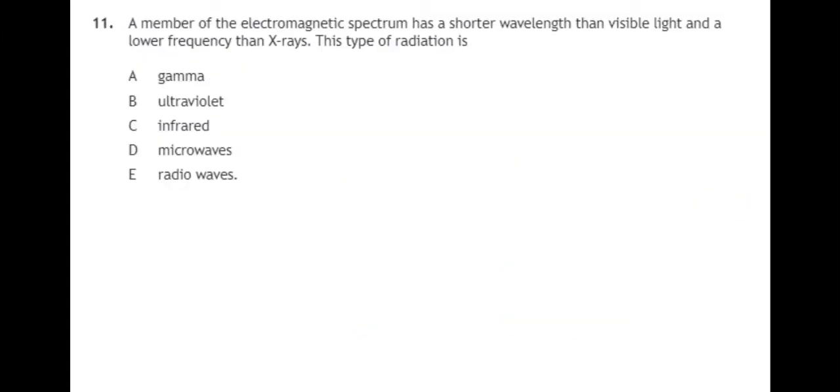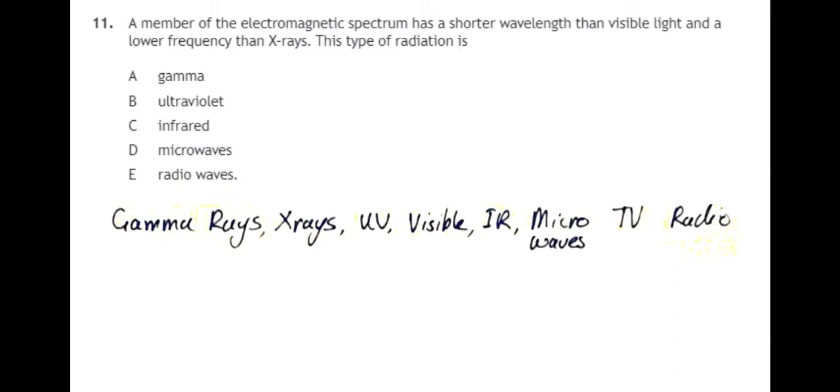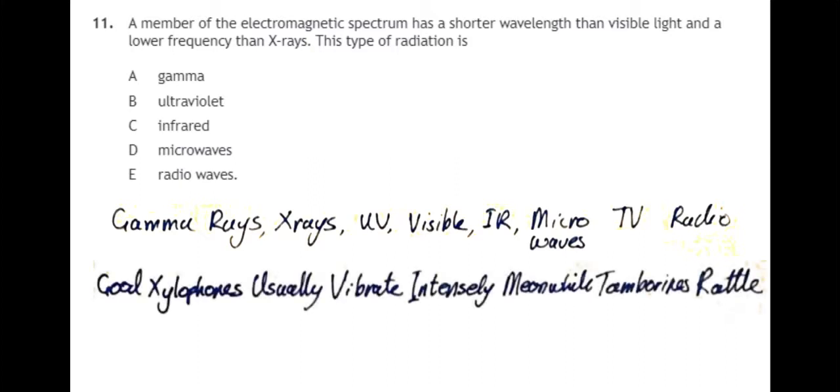Number 11. A member of the electromagnetic spectrum has a shorter wavelength than visible light and a lower frequency than X-rays. This type of radiation is, well, we need to know the spectrum first of all. Gamma rays, X-rays, ultraviolet, visible light, infrared, microwaves, TV waves, radio waves. I remember: good xylophones usually vibrate intensely, meanwhile tambourines rattle. But what does that tell us?